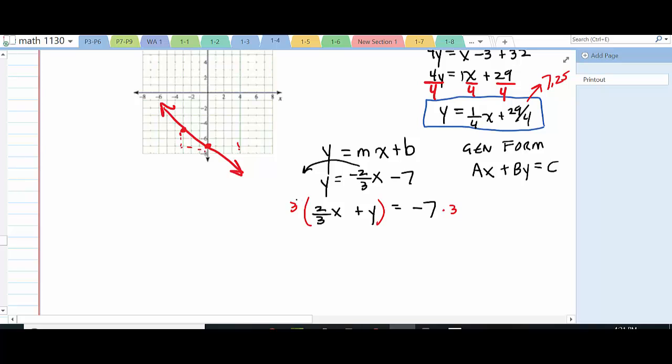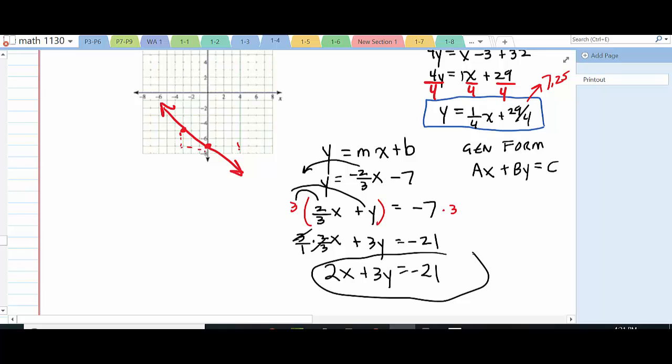Okay, so what'll happen, I'm doing a distributive property here now. So I'm doing 3 over 1 times 2/3 x. That'll cross out the 3's. Then I'm doing plus 3y is equal to negative 21. Okay, that crosses that out. That's 2x plus 3y is equal to negative 21. All right, that's the right standard form. All right, is everybody with me there?